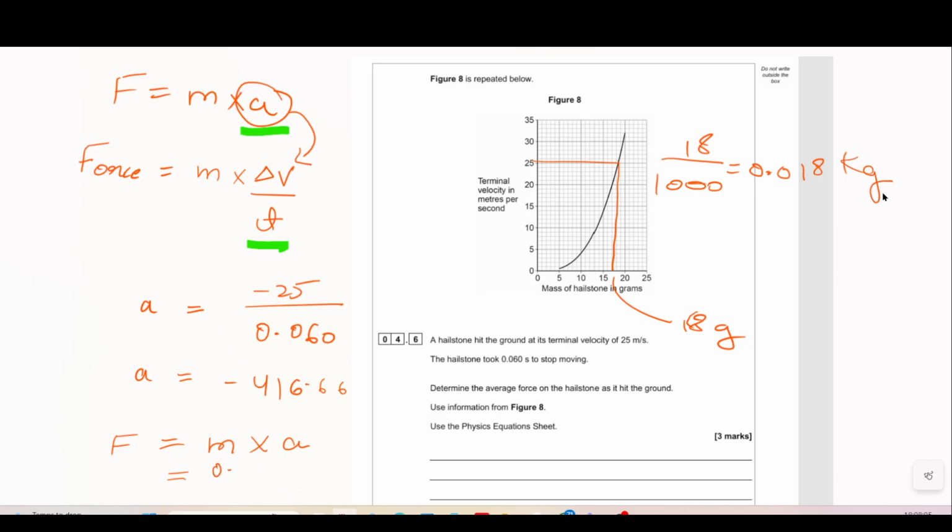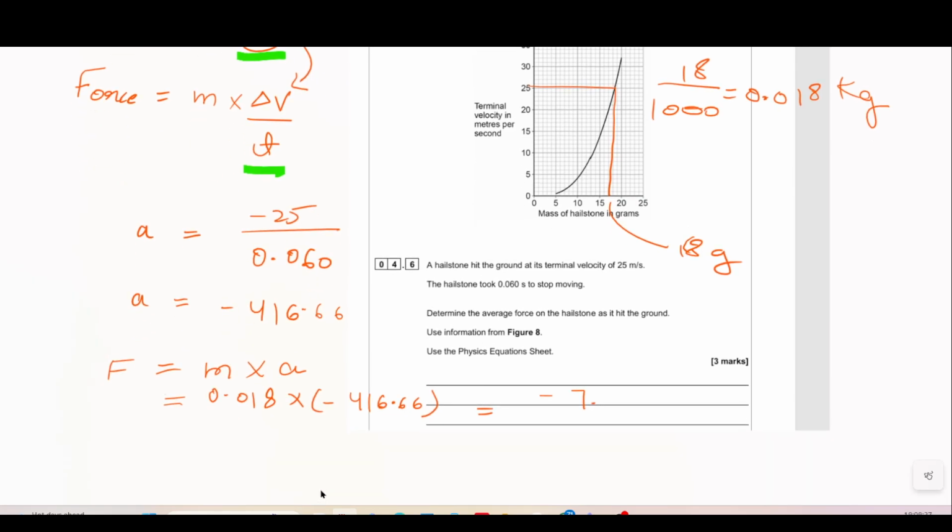0.018 times minus 416.66, very good, which equals 0.018 times minus 416.66, which is minus 7.49. Yeah, minus 7.49.